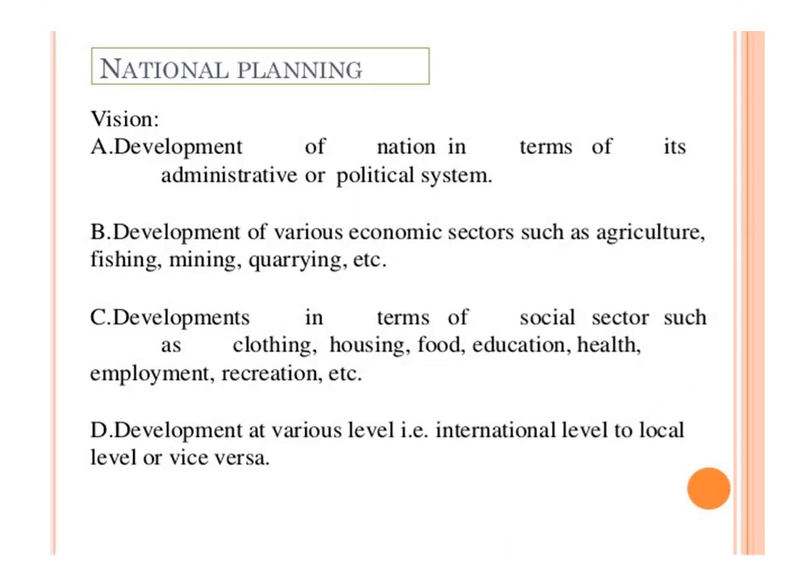The vision for national planning is development of the nation in terms of its administrative or political system. Secondly, development of various economic sectors such as agriculture, fishing, mining, quarrying, etc. Thirdly, development in terms of social sectors such as clothing, housing, food, education, health, employment, recreation, etc. Similarly, development at various levels, that is international level to local level or vice versa.